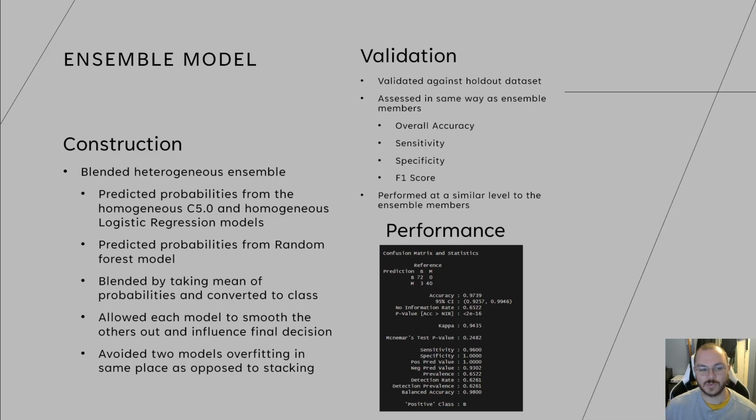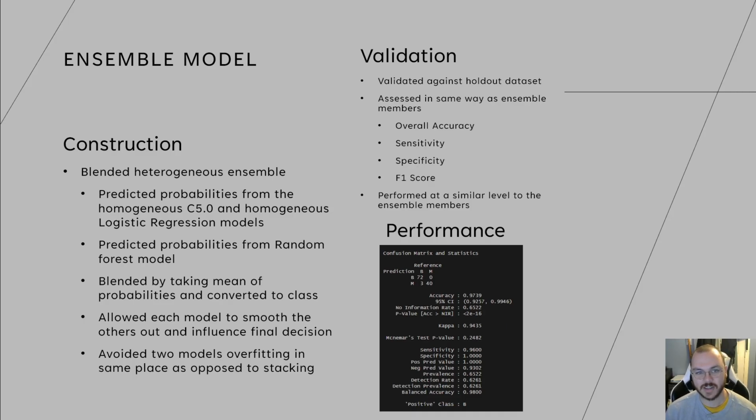This allows each model to smooth the other models out and influence the final decision more than something like majority vote. If 2 models were overfitting in the same way, for example, the logistic regression and the random forest model both predicted a low probability, but the C5.0 tree had some high resolution relationship that was making it predict a high probability, then with majority vote, it would be labeled as a 0 event, whereas perhaps taking the means, it could push it up to a 1 outcome, depending on the actual probabilities from all 3 of the models.